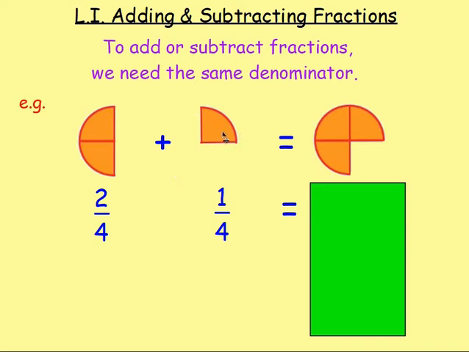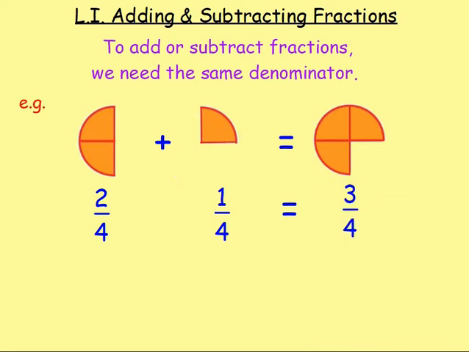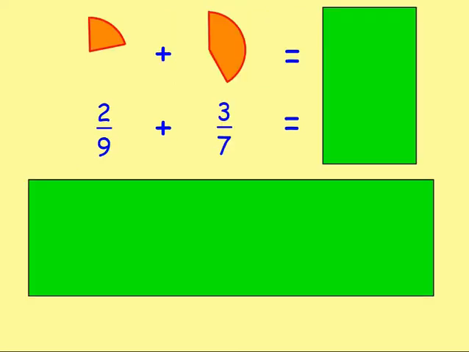And what would that give you if you have 2 quarters and you add on one other quarter? Perfect, that would give you 3 quarters. You can see that because the denominator, the number at the bottom, the 4, is the same, it's dead easy to add these fractions. All you're doing is saying how many of the quarters you have. However, let's mix this up.